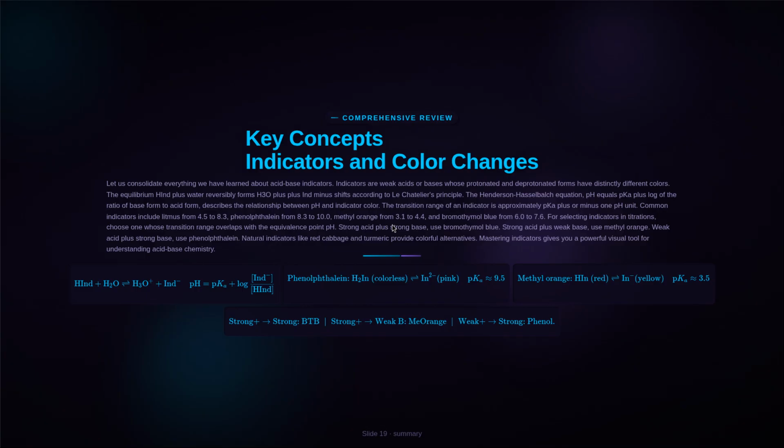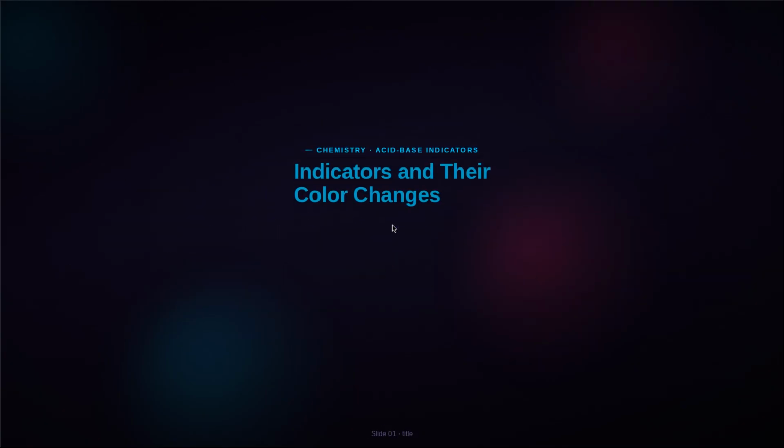For selecting indicators in titrations, choose one whose transition range overlaps with the equivalence point pH. Strong acid plus strong base, use bromothymol blue. Strong acid plus weak base, use methyl orange. Weak acid plus strong base, use phenolphthalein. Natural indicators like red cabbage and turmeric provide colorful alternatives. Mastering indicators gives you a powerful visual tool for understanding acid-base chemistry.